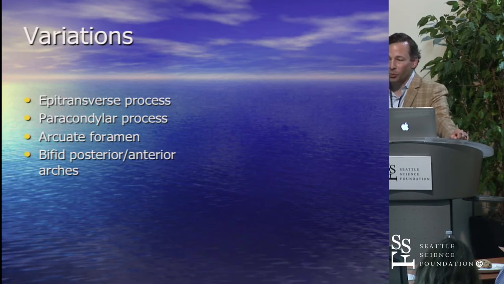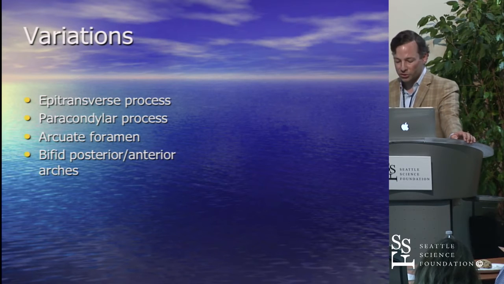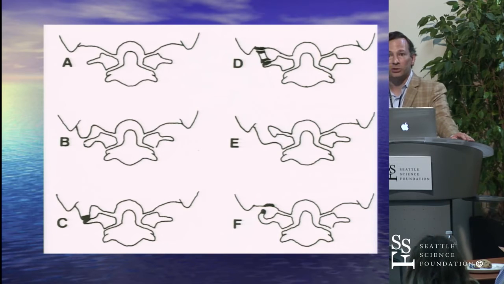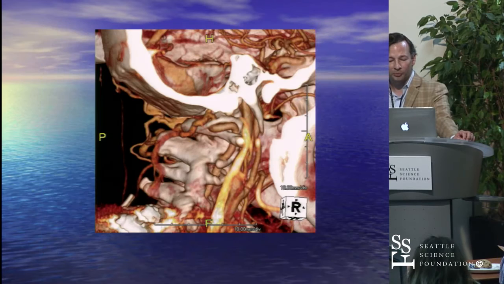Some variations of C1 that one sees: epitransverse processes, paracondylar processes, arcuate foramen, bifid posterior and anterior arches. Here's some examples of paracondylar manifestations. So these can either arise from the lateral portion of C1 and grow up towards the paracondylar process. There can be a false articulation or joint here. You can also have processes that come down from the paracondylar region and fuse to the C1 vertebra.